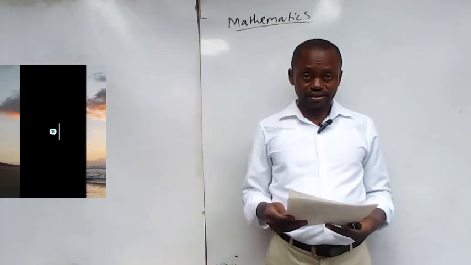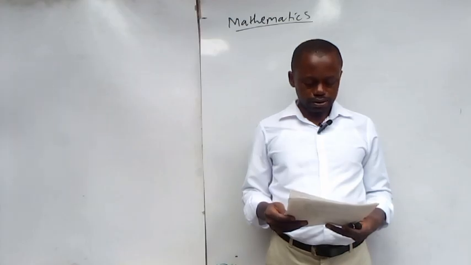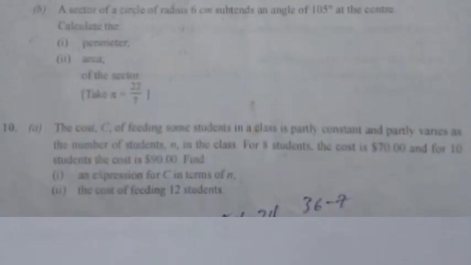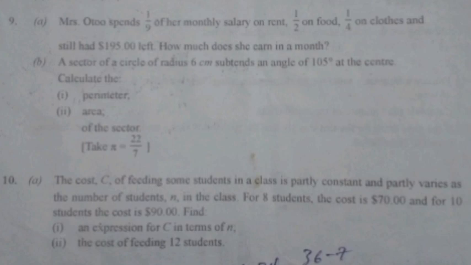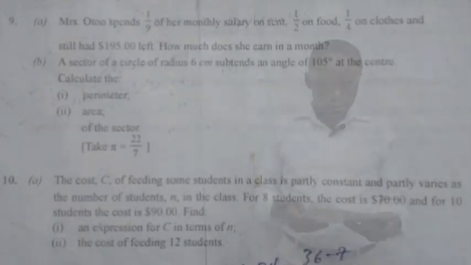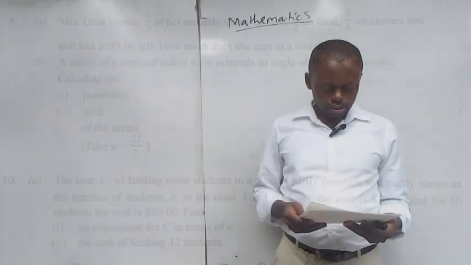This question number 9 is what we want to look at. It says Miss Otto spends 1/9 of her monthly salary on rent, half on food, 1/4 on clothes, and still had $195 left. How much does she earn in a month? I believe that this question is quite simple, but we are going to give a detailed explanation.